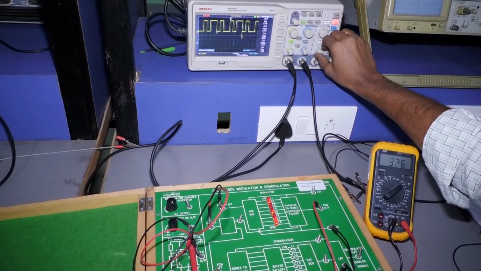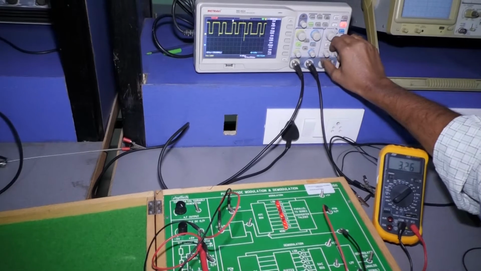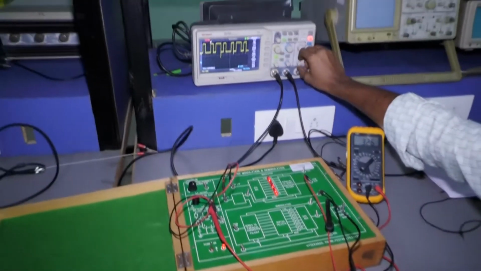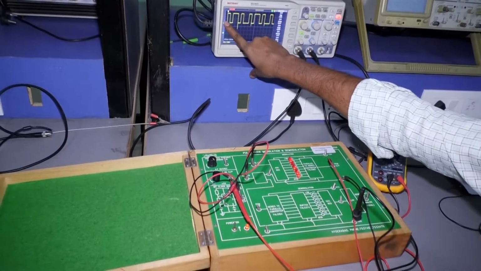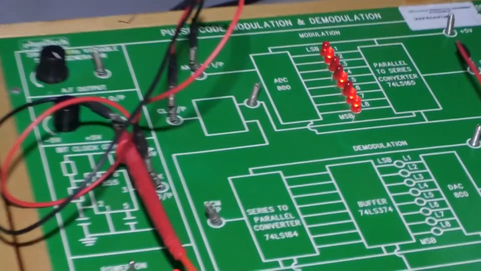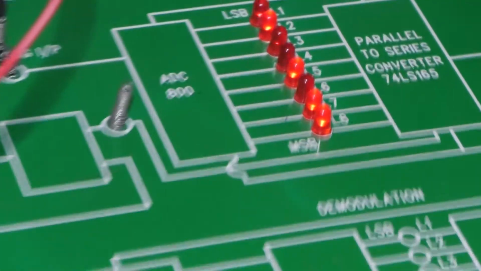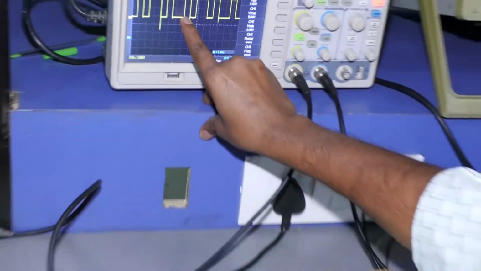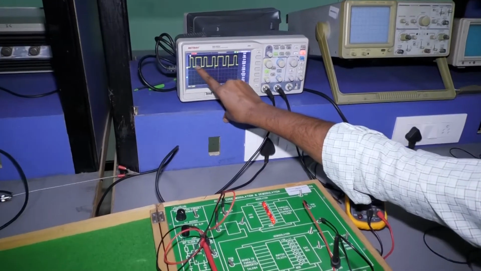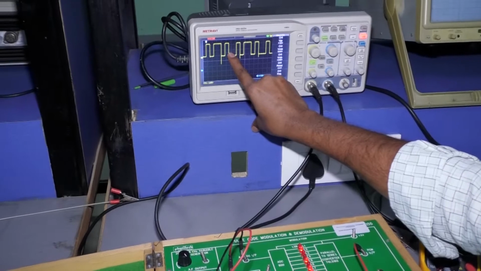For 3 volts, you can observe the output value. So how will it happen? See here, the first LED is off and the second LED is on. Again off, 2 LEDs are off, again on, again off, again 2 LEDs are on. So in total, you can consider 8 LEDs. Like this you will get the output.